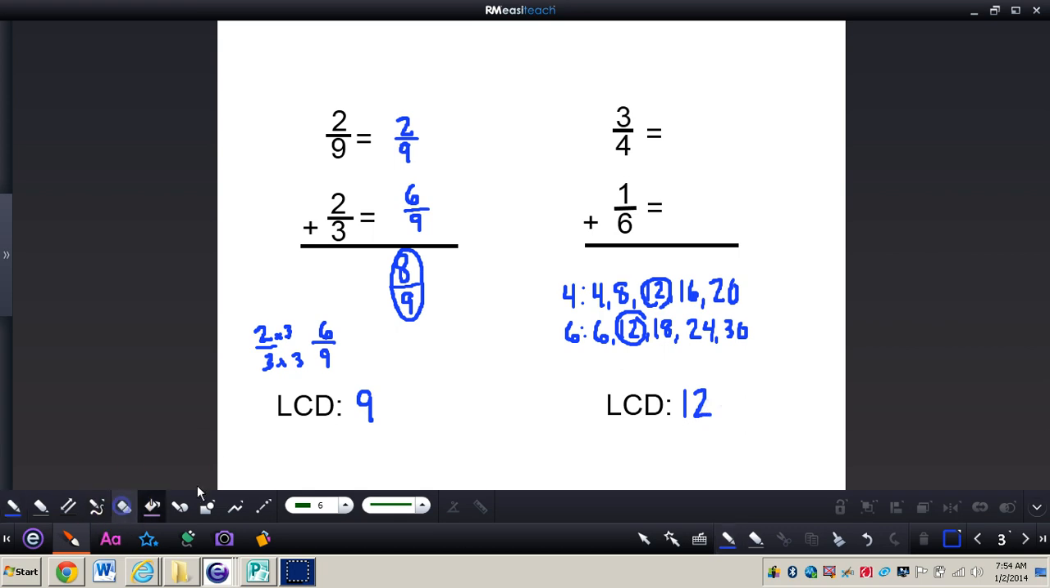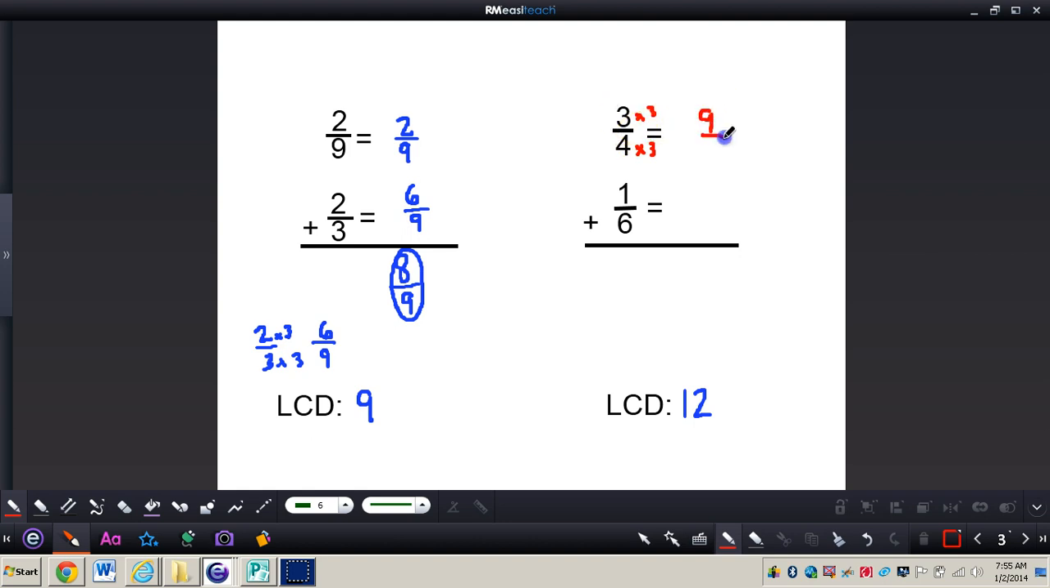Now what I will do is just erase this section here, so I can have a little bit more room. Okay, LCD is 12. Now I need to figure out what I need to do to my 4 to get to 12. I know I need to multiply my 4 by 3 to get to 12. And because of that, I'm going to need to multiply my 3 by 3 as well. 3 times 3 will give me 9. 4 times 3 will give me 12.